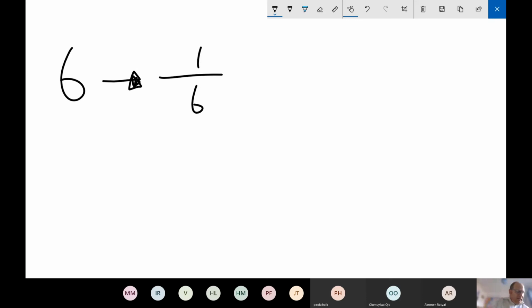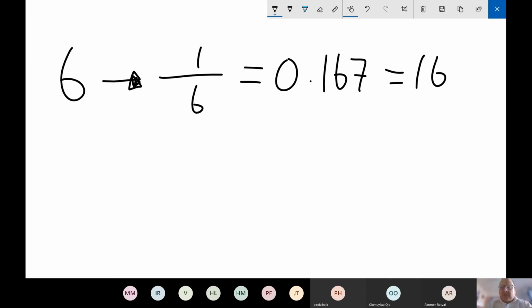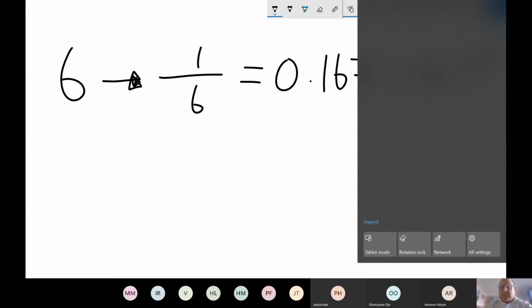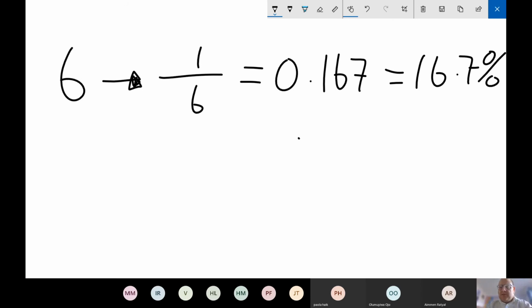If we do that, and if you've got a calculator, you're welcome to turn that into a decimal. All you do is 1 divided by 6, and that would give you a figure of 0.167. And to turn that into a percentage, we times it by 100, which gives us a percentage of 16.7%. So the chance of rolling a 6 on the dice is 1 in 6, 1 over 6, or 0.167, or 16.7%. All of those answers are perfectly accurate, perfectly good, and they show the probability of getting a 6.